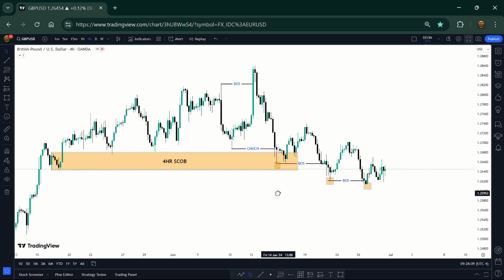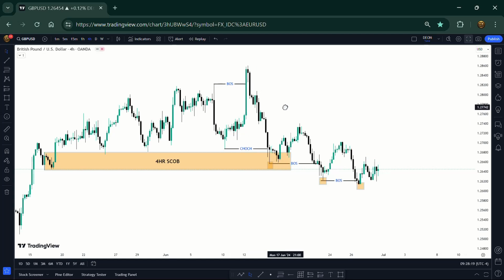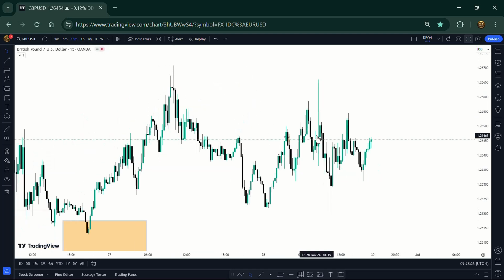Now, on the lower time frame, on the 15-minute chart, your analysis time frame here, there was already a change of character. Okay, so this is what I mean by counter trend. The market is already in this 4 hour single candle order block, but on the analysis time frame, you already know that this is a downtrend. This movement on the lower time frame, let's go to the 15-minute chart.